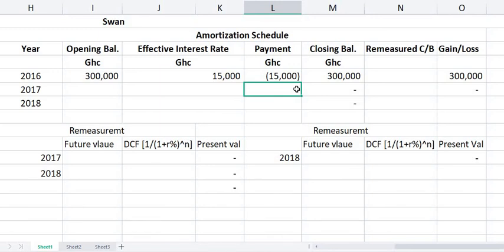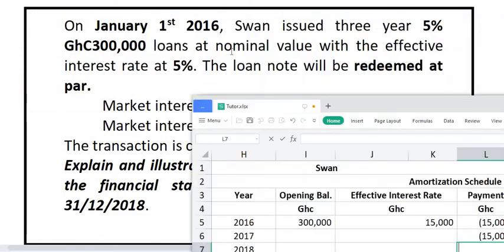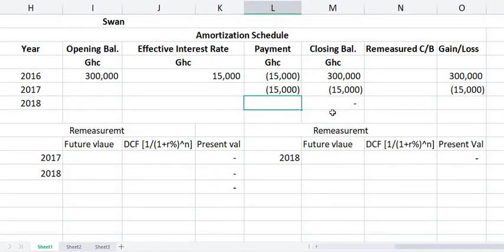For the purpose of the nature of this question, I would like to list our payments. Since the payment is fixed, let's list them. So another 15,000. At the end of 2018, it's not 15,000. We were told that it will be redeemed at par. So it will be the 15,000 plus the par value, that is 315,000.